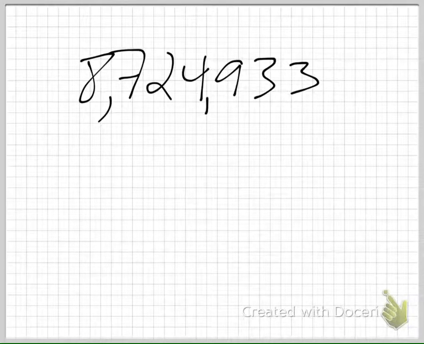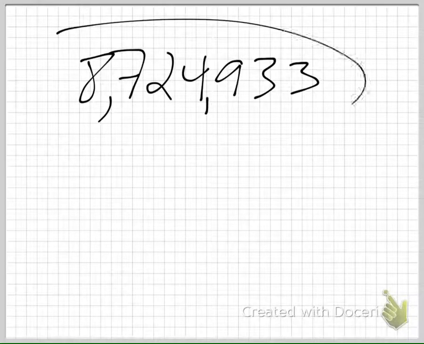Okay? How do you know if a number is divisible by 2, Brad? It's an even number. What's even mean? 2, 4, 6, 8, 10, 12, 40, right? If the ones place ends in a 2, 4, 6, 8, or 0, then you know that it is divisible by 2. That's all you have to do.